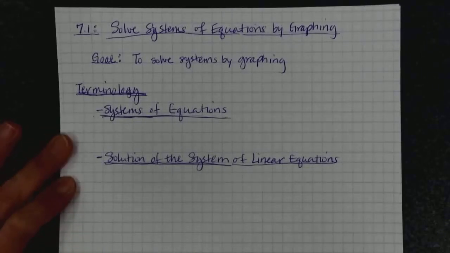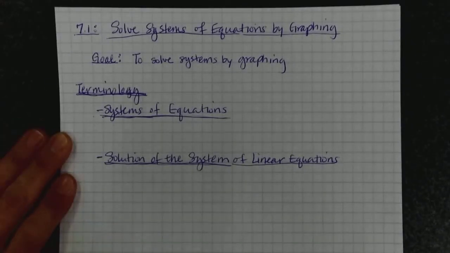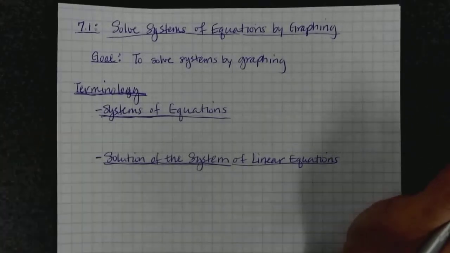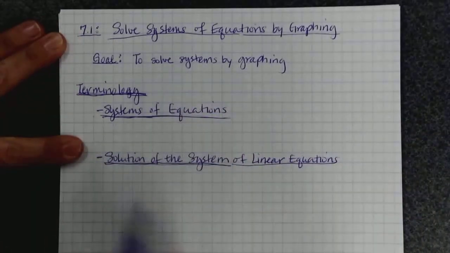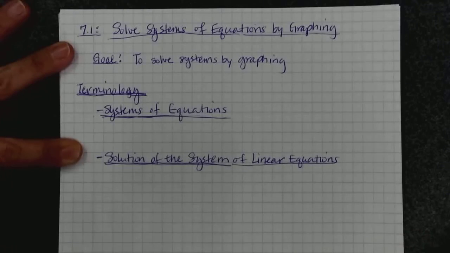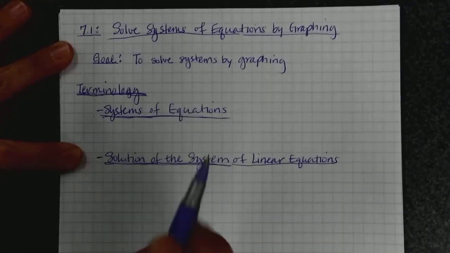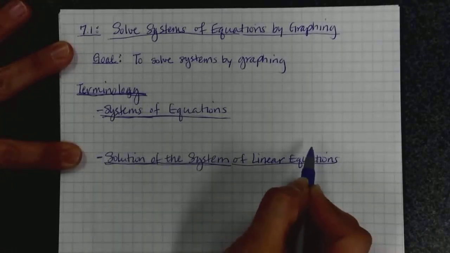In this lesson, we will be solving systems of equations and inequalities. In section 7.1, we will be solving systems of equations by graphing. There are three methods to solving systems of equations. The first method is graphing, so that is your goal for today, to solve systems by graphing.